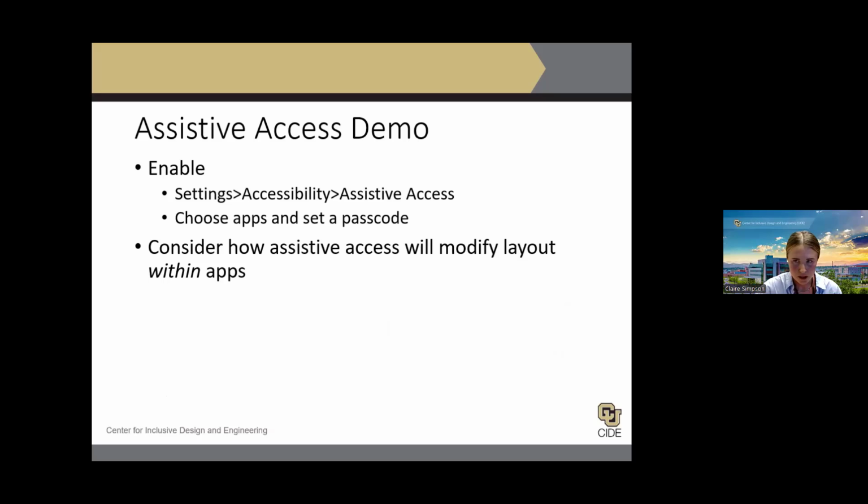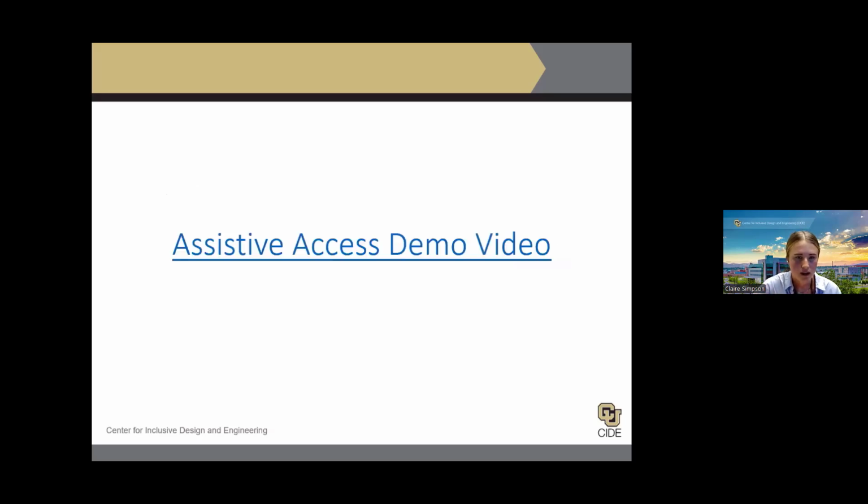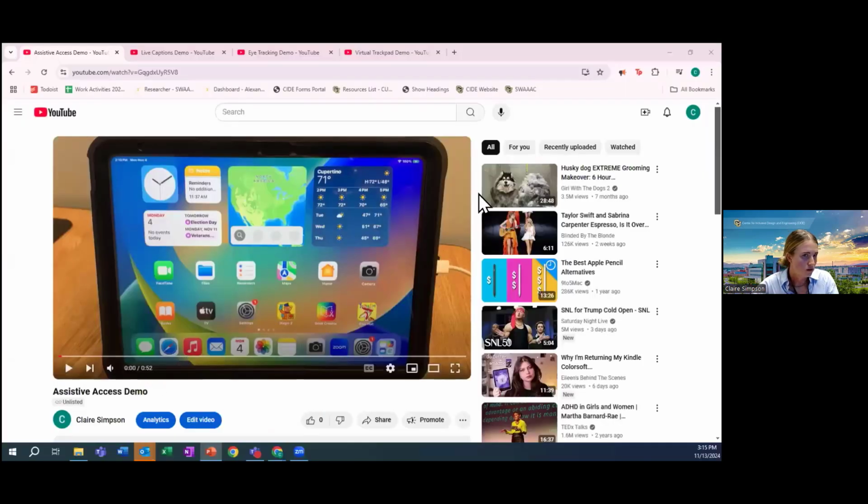So the first time that you use assistive access, it will step you through some additional setup steps. It'll have you choose which layout you want to use. You can choose a grid or a list. It'll have you choose which apps you want to include, and you'll set up a passcode. You'll need to use that passcode to put it into assistive access mode, as well as to take it out of assistive access mode. And then after that, you can just turn it on and off. I'll share a quick video about what that looks like.